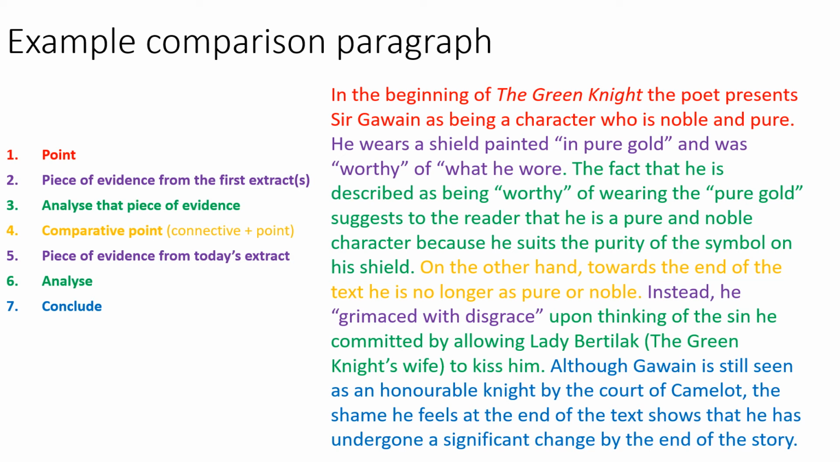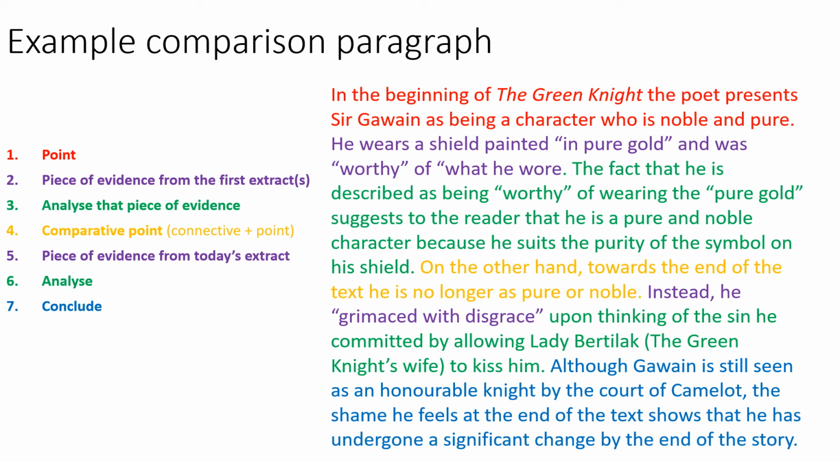You can just do this with one. Noble and pure. So we need to now look at how he is seen as noble and pure at the beginning and whether he still is at the end. First piece of evidence: he wears a shield painted in pure gold and was worthy of what he wore. Adding in a quotation mark towards the end of what he wore there.